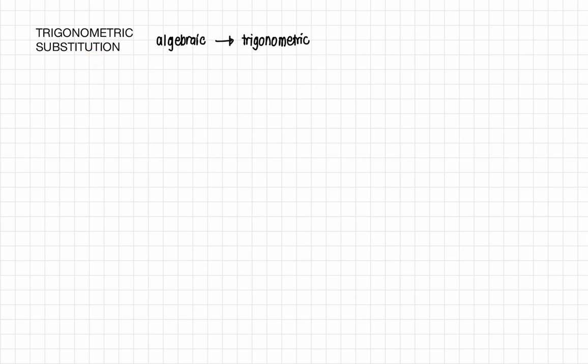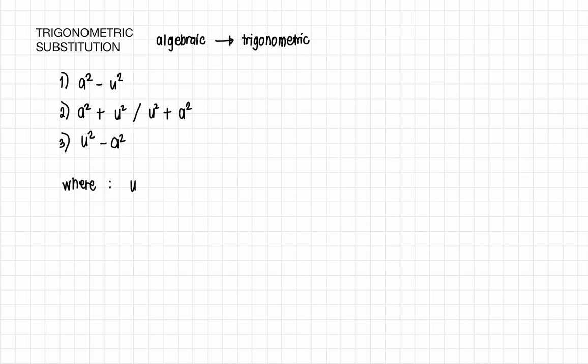Number 1, if you see the pattern a squared minus u squared, or number 2, a squared plus u squared, which is just equal to u squared plus a squared. And number 3, if you see the pattern u squared minus a squared. Okay, it's important for us to know what these values are.